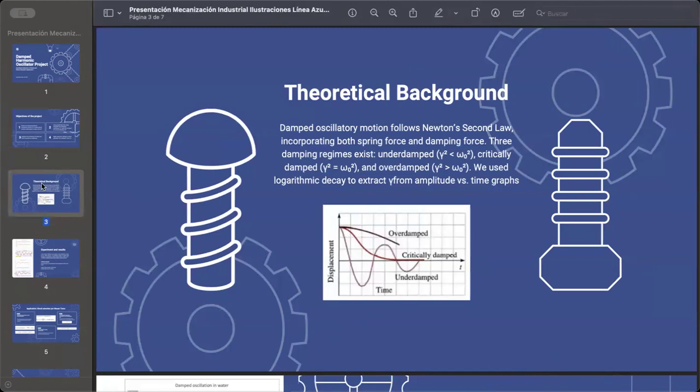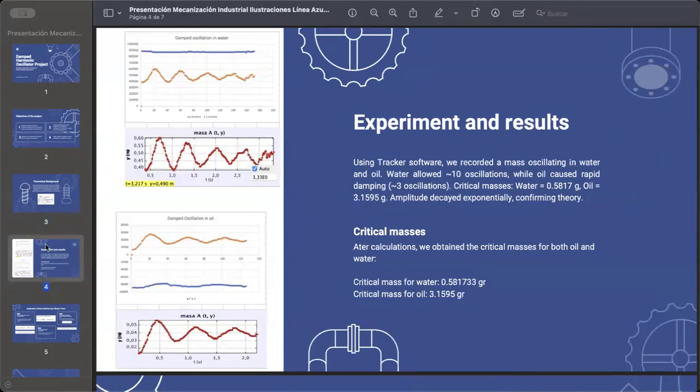Damped oscillatory motion follows Newton's second law, incorporating both spring force and damping force. Three damping regimes exist: underdamped, critically damped, and overdamped. We use logarithmic decay to extract γ from amplitude versus time graphs. The objective of this project was to get a critically damped situation for a correct shock absorber.